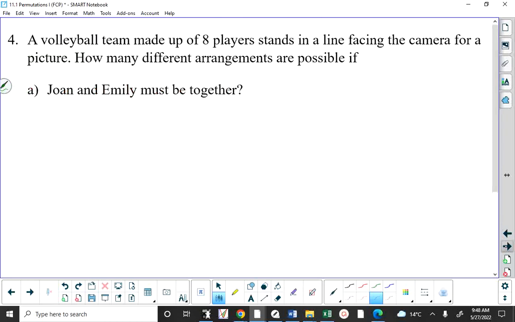A volleyball team is made up of 8 players, and they're going to stand in line facing a camera. Just before we begin, putting those players in a line is no different than putting those letters in a line. This is something you're going to have to get used to in this unit: you will look at this question and a apparently different question, but it's really the same idea. They have to stand in a line, but Joan and Emily have to stand together. And the question is, how many ways can you arrange them?